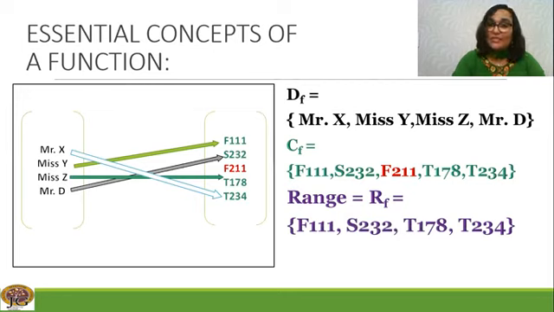The range consists of only 4 elements. And which are those 4 elements? F111, S232, T178 and T234. Which element is not in the range? The one which I have put in front of you on the screen in a red color.